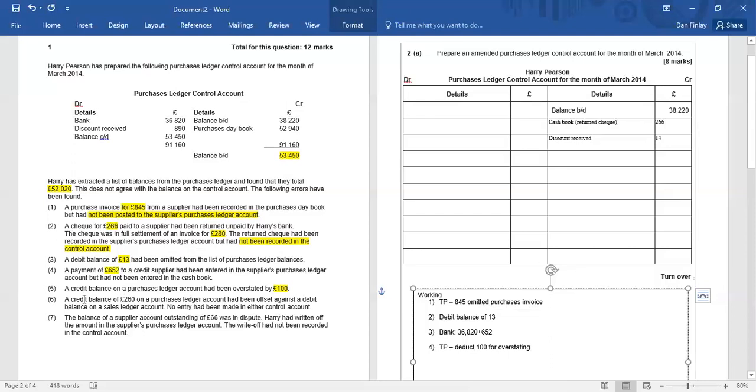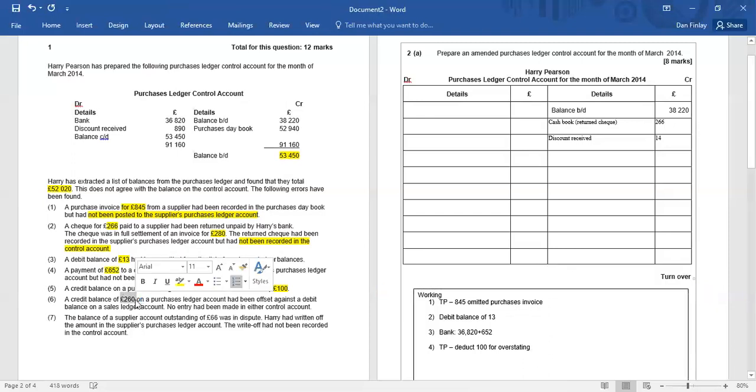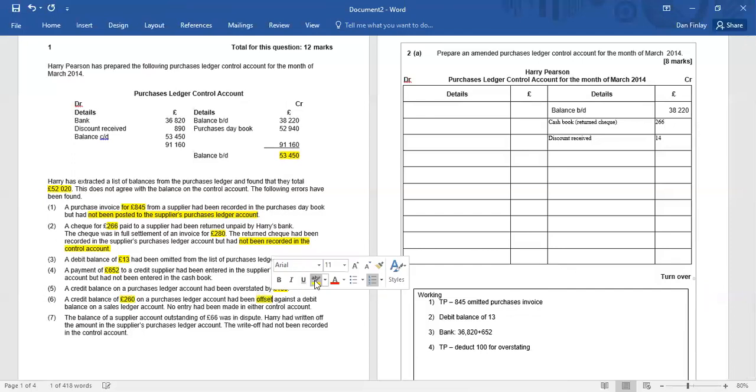Okay, 6, a credit balance of 260 on a purchase ledger account had been offset against a debit balance on a sales ledger account. No entry has been made in either control account. But the key word is offset, which means contra. And no entry has been made, and contra should reduce it. So I'm going to put it here, contra. What is 260?